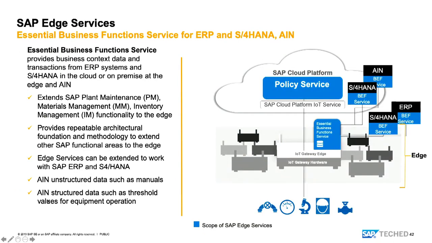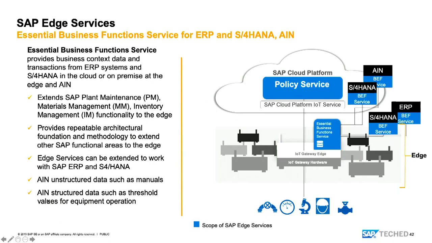Next one, a very important one, is the Essential Business Function Service. A bit of a weird name, but what it actually is, it gives you access from the edge computers to your backend systems. That might be traditional ERP systems on-premise, but it can also be S/4HANA in the cloud. Some of you might also know from digital supply chain management, Asset Intelligence Network. We have a connection to that as well. What you can do with it, you can, on the edge, with this connection, either trigger processes.